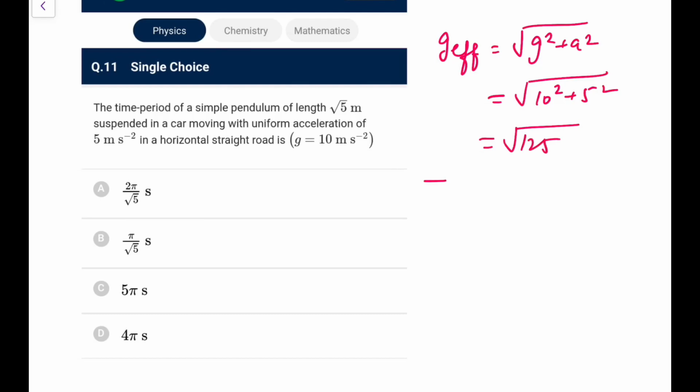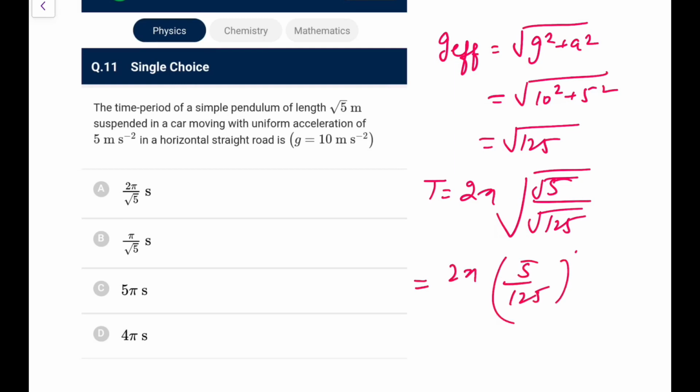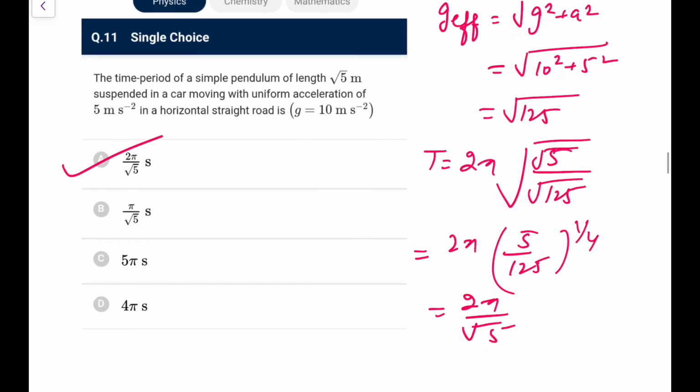Okay, so time period would be 2 pi root of L by g effective. L is root 5, sorry, and g is root of 125, so it is 2 pi, I can write 5 upon 125 to the power 1 by 4, so it would be 2 pi upon root 5. I can make it out, this is option A, I will go for this. This is the answer here.